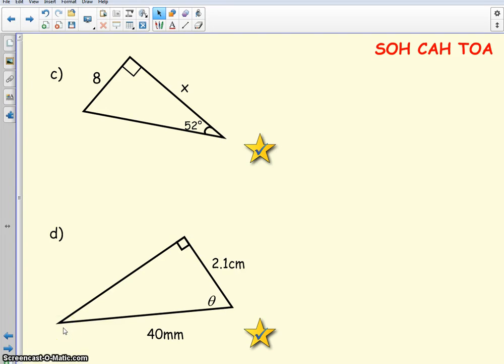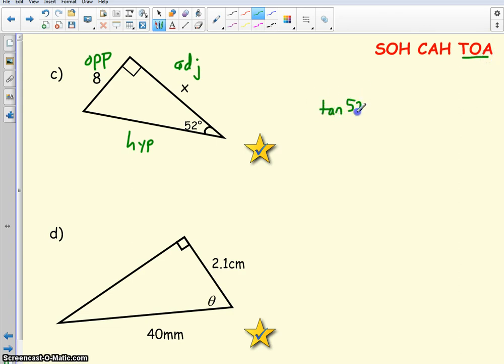Okay, hope you had a chance to give those a try. Hopefully they went well. Let's run through them. So labeling my sides here, if I'm working with a 52-degree angle, I'm going to have 8 being my opposite, x being my adjacent, and this blank side over here being my hypotenuse. So I have the angle, and I need a ratio with the opposite and the adjacent, because that's what I'm looking for. That's going to lead me towards using tan. So the tan of 52 degrees will be the opposite, which is 8, divided by x.